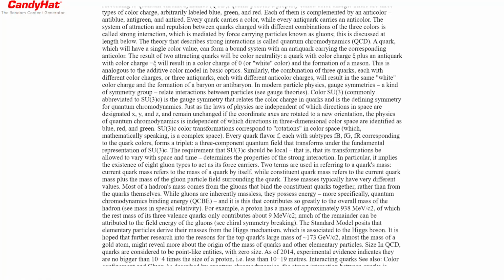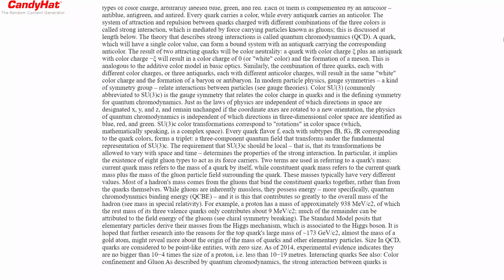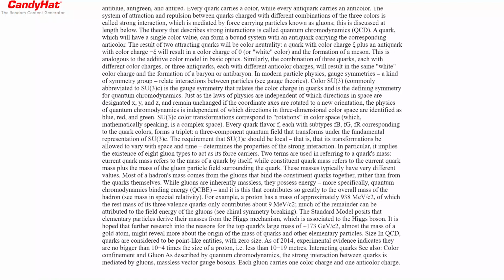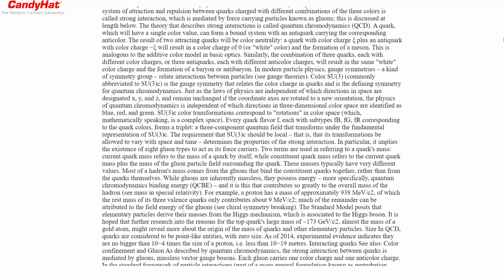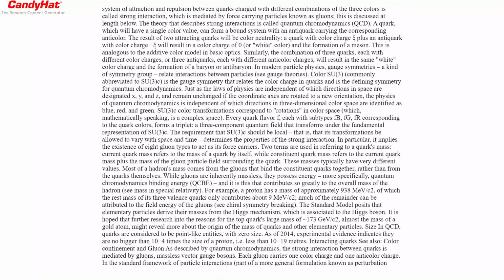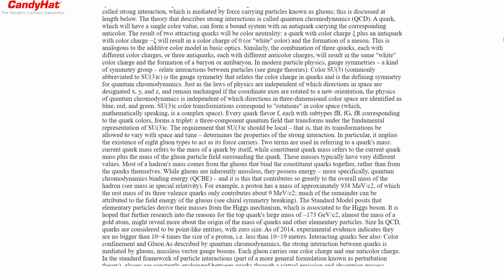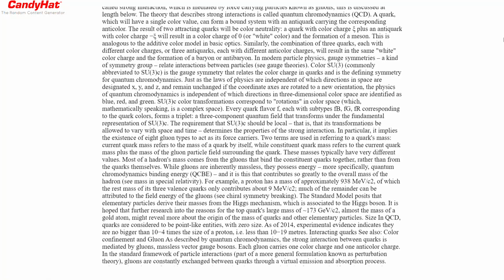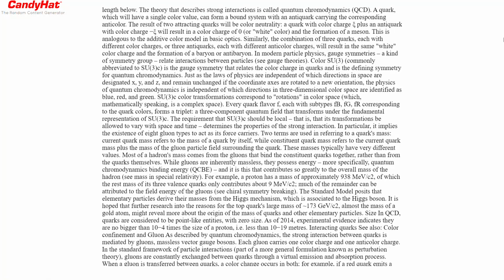It is hoped that further research into the reasons for the top quark's large mass of 173 GeV/c², almost the mass of a gold atom, might reveal more about the origin of the mass of quarks and other elementary particles. Size in QCD. Quarks are considered to be point-like entities, with zero size. As of 2014, experimental evidence indicates they are no bigger than 10⁻⁴ times the size of a proton, i.e. less than 10⁻¹⁹ meters. Interacting quarks. See also color confinement and gluon.